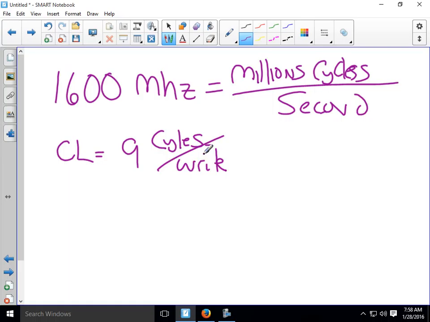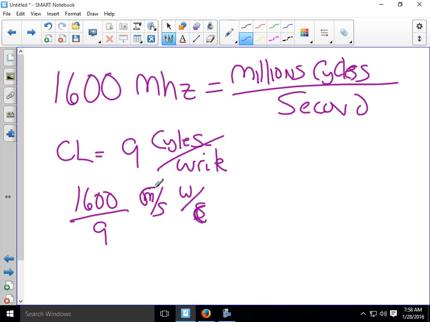So I really want writes per second as my final thing, if I want to know how fast it writes, right? So what do I do? If I do 1600 divided by 9, and then I inverse that, right? So I'd get writes per second, no, per cycle, sorry. And this is cycles too. And then I kill my cycle, and I kill my cycle, and I get writes per second. Yes, that's the correct answer.